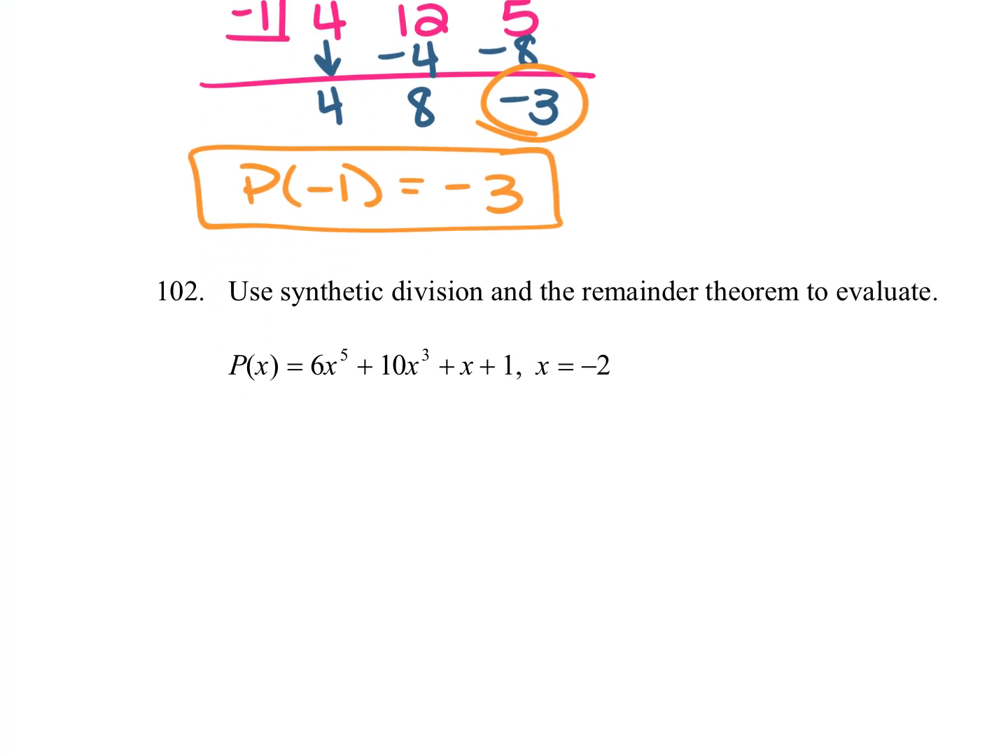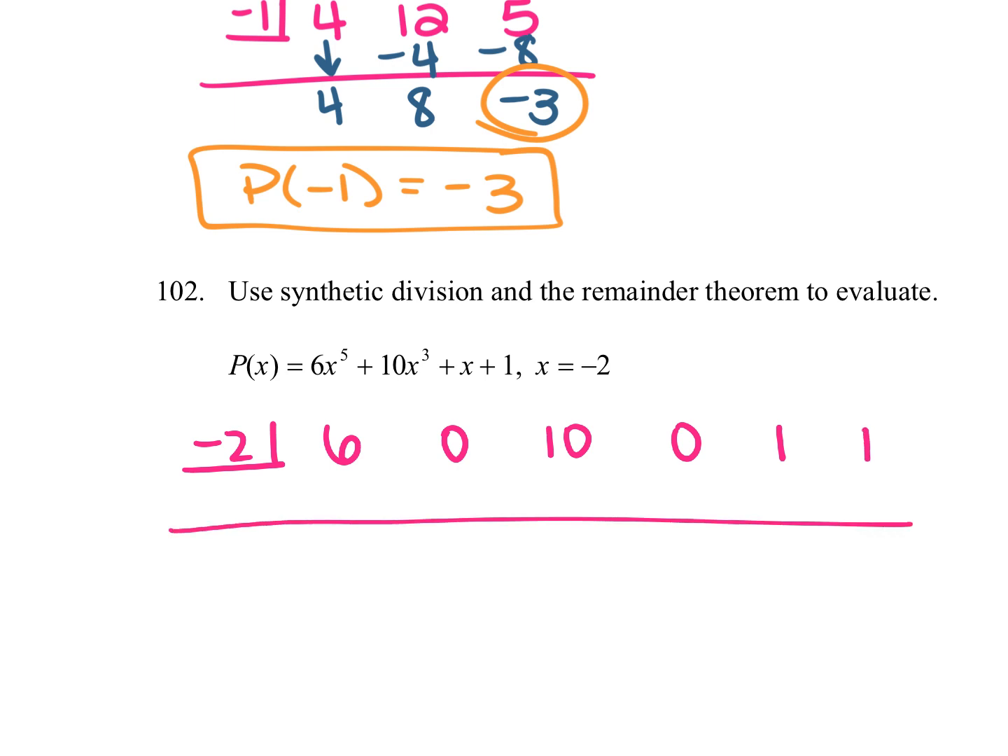For 102, you're using synthetic division and the remainder theorem to evaluate. Your negative 2 is going to go on the outside. On the inside, you have 6, 0, 10, 0, 1, and 1. So you're plugging in zeros for the x to the 4th and the x squared. 6 drops down. Times negative 2 is negative 12. Plus 0 is negative 12. Times negative 2, positive 24.